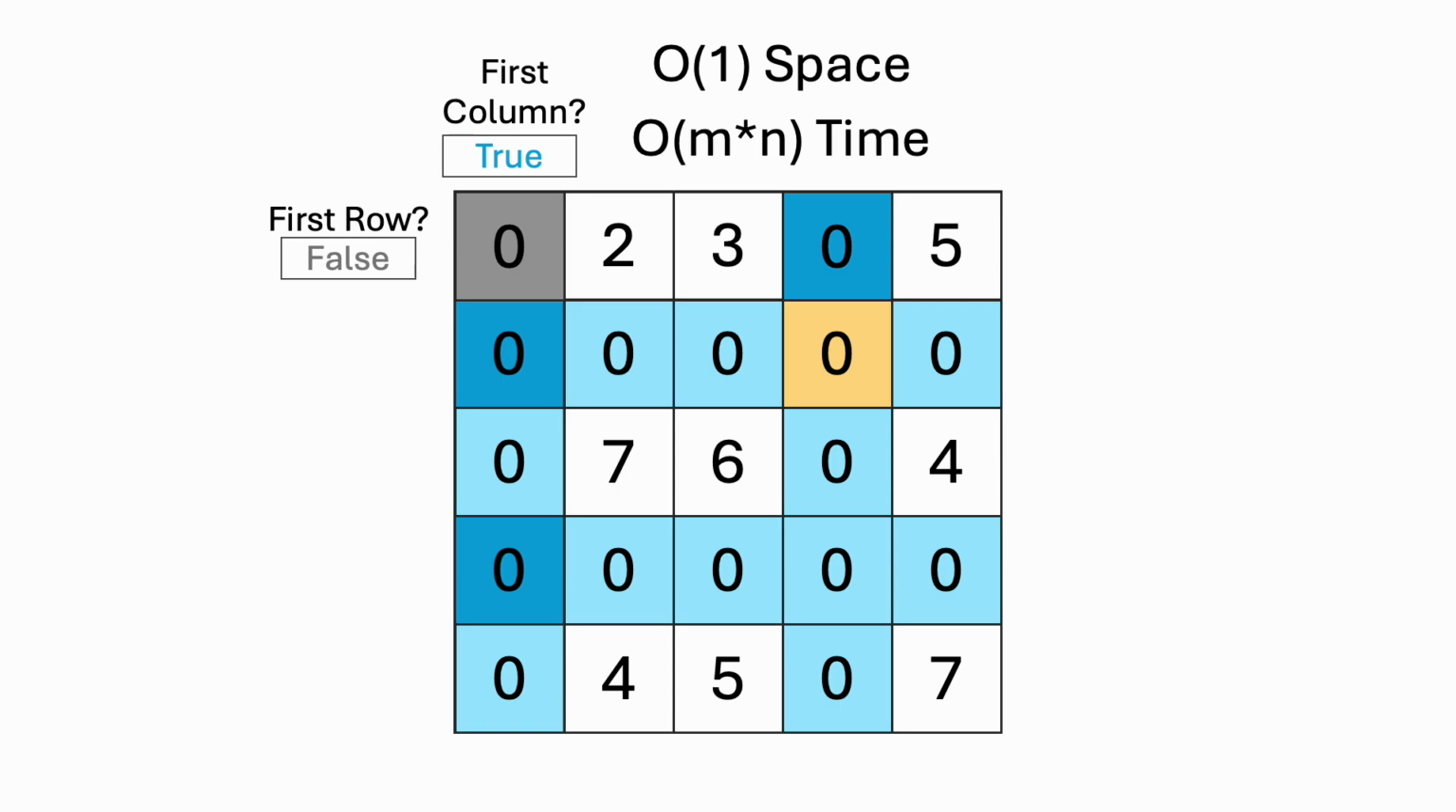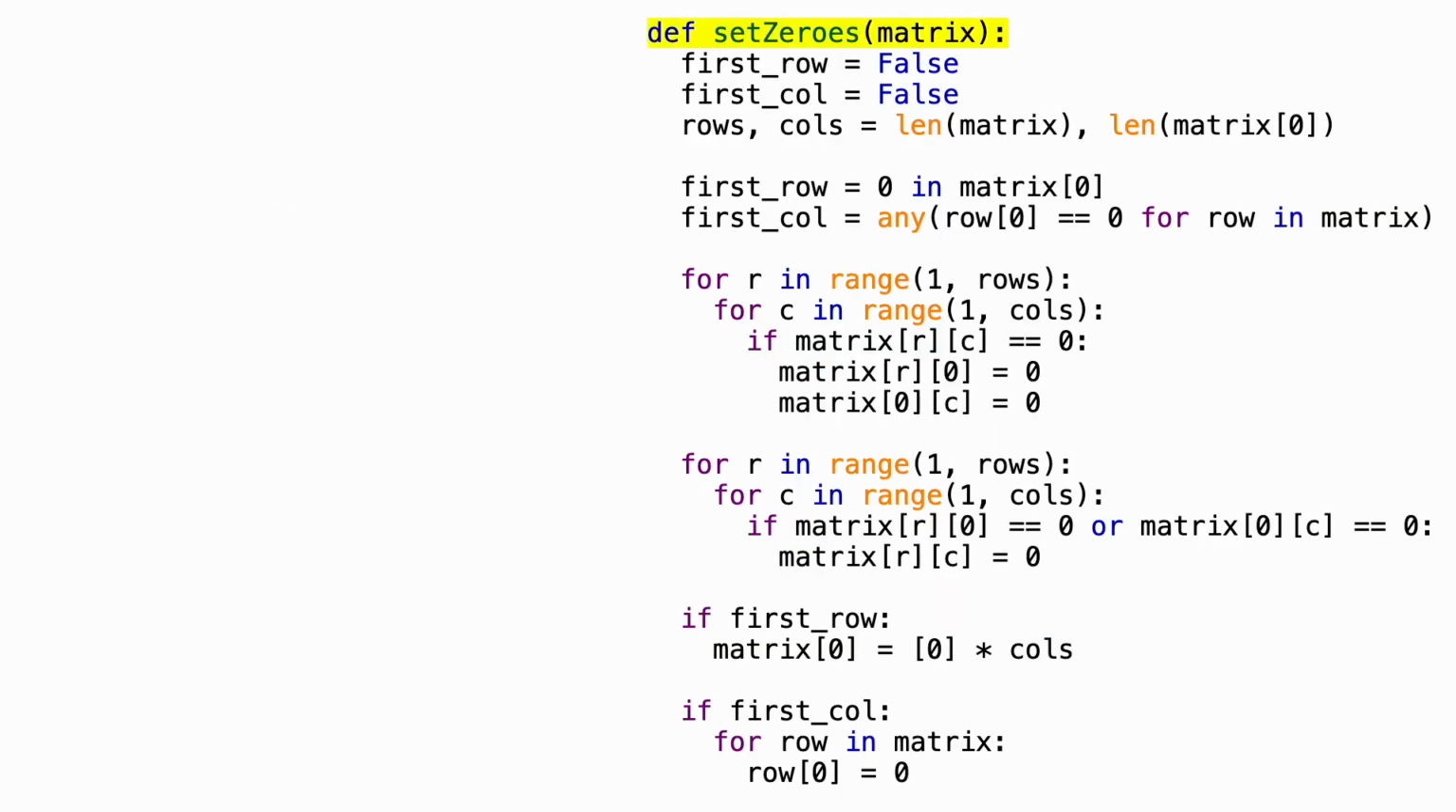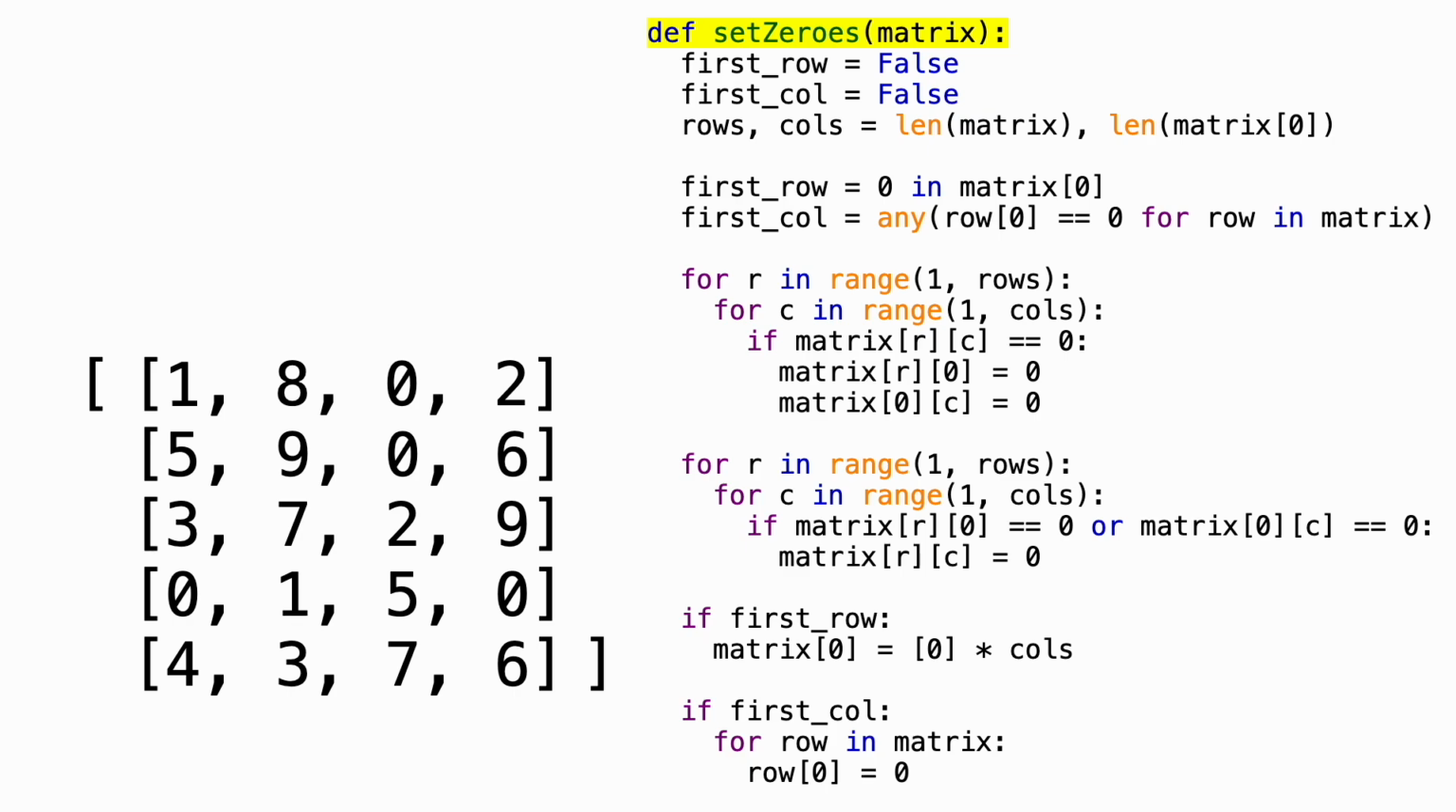Now let's look at the code and solve this in Python. Let's use this matrix, which is a 2D list with 5 rows and 4 elements per row. And here are all the zeros. I'm going to indicate the index of each row and column like this. I'm also going to draw this divider here, just as a reminder that the first row and column are being used as indicators, and so they're actually going to be processed separately from the inner matrix.